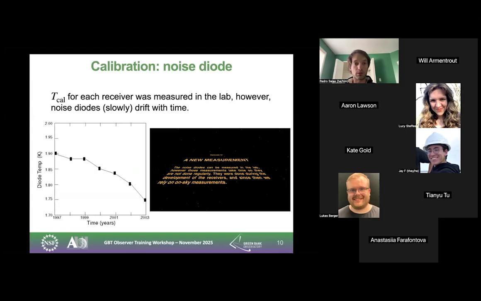So that would be, I guess, my first recommendation for you: if you're carrying out observations, ask your project friend, hey, when was the last time the temperature of this thing was measured? And if unsure, or if your science goal requires high accuracy, just observe a source of known flux density and rederive the noise diode temperature.